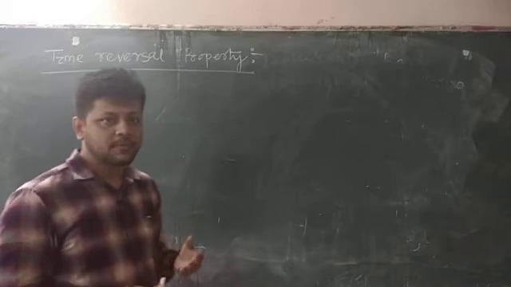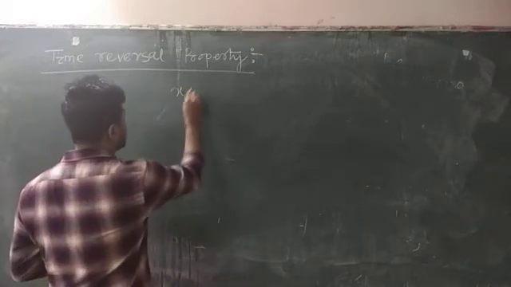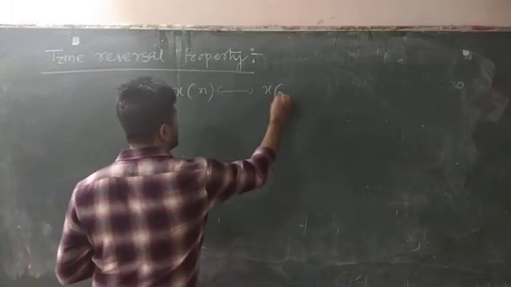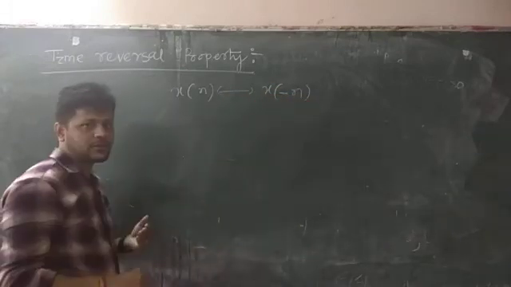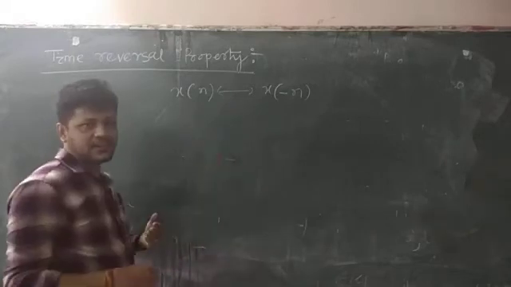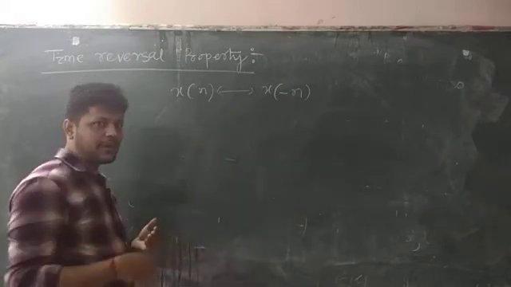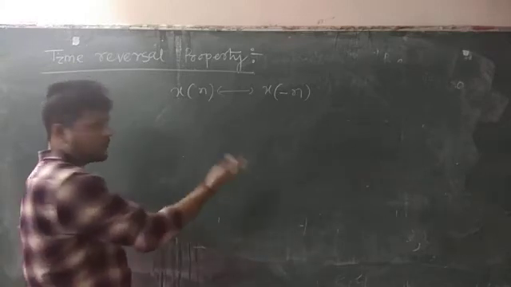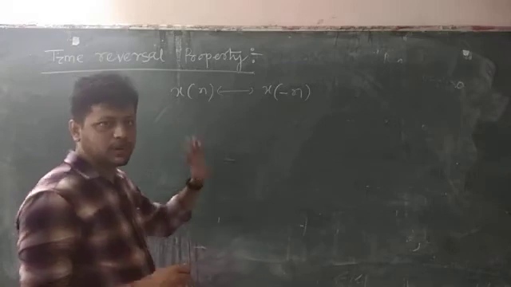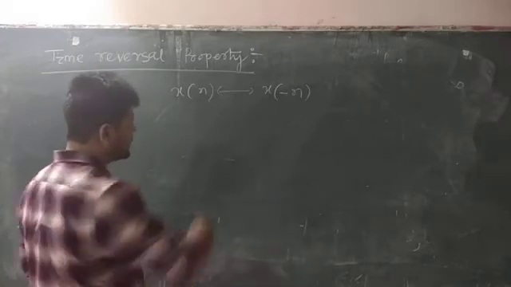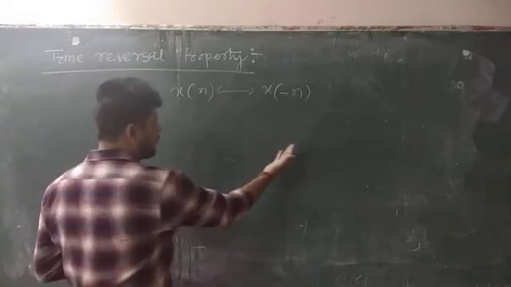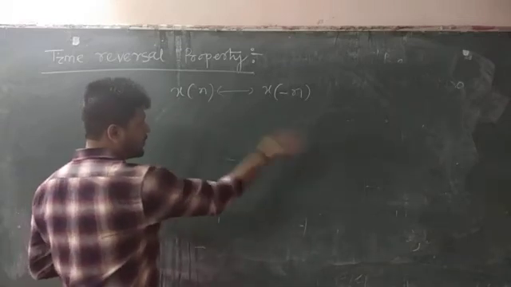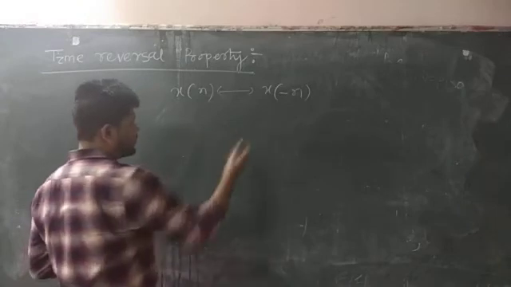First of all, what do we mean by time reversal? You have already studied this. If x of n is given, then its time reversal means you change the time into the negative domain, x of minus n. So this is your time reversal. How do we do time reversal in the time domain? We take the mirror image of the signal about the y-axis, where we fold everything present on the right-hand side to the left and everything on the left side to the right. That is time reversal.